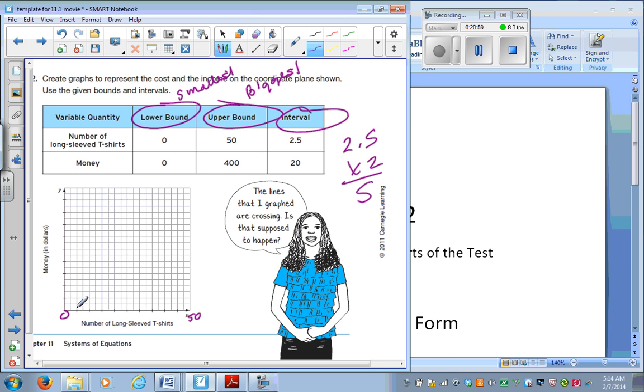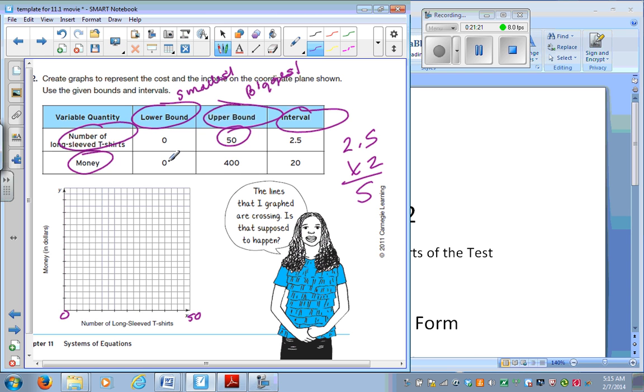So this is telling you your lower bound, your smallest number, along your number of t-shirts is going to be a 0. Your biggest number is going to be a 50. Each one of the little tick marks is going up by 2.5 every time. That's what we mean by an interval. So every 2 tick marks is going up by 5 each time.